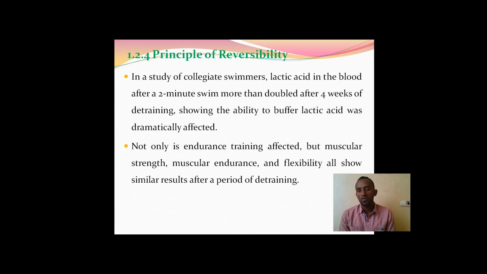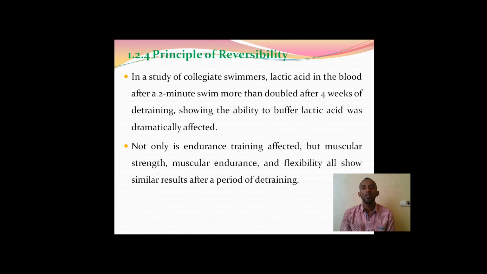In a study of college swimmers, lactic acid in the blood after a 2 minute swim more than doubled after 4 weeks of detraining. This means lactic acid is normally the reason why most people become fatigued during exercise, and it can be described as the concentration of hydronium ion in the body, which is mostly observed in people with low physical fitness, right?